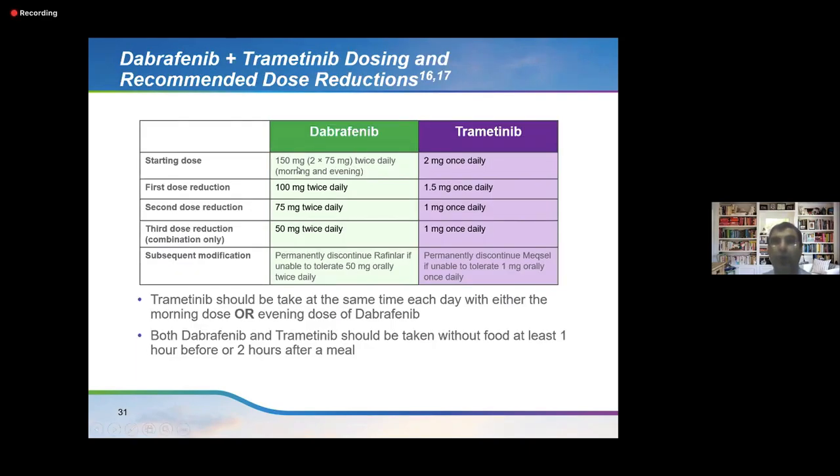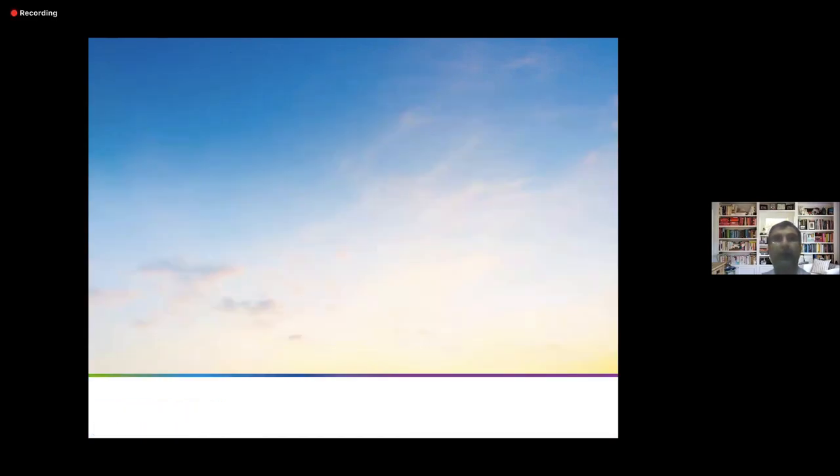Again, you have to remember over here, the starting dose is 150 mg BD, but the first dose reduction can be 100 mg, the second can be 75, the third can be 50. Now, this is something which is very, very different and very, very specific for dabrafenib and trametinib, and as oncologists, we should definitely be aware of what drug we are giving to the patient.